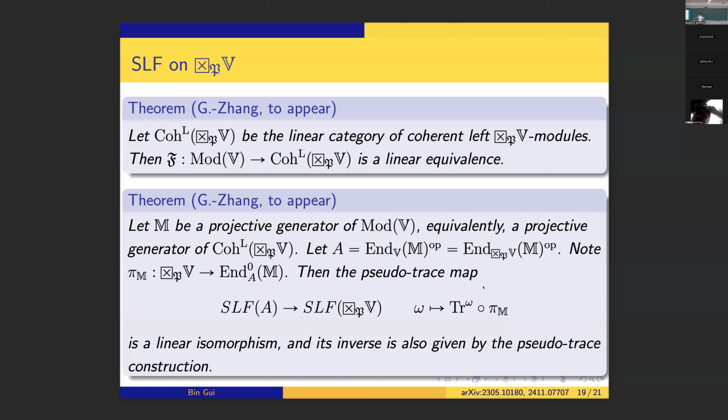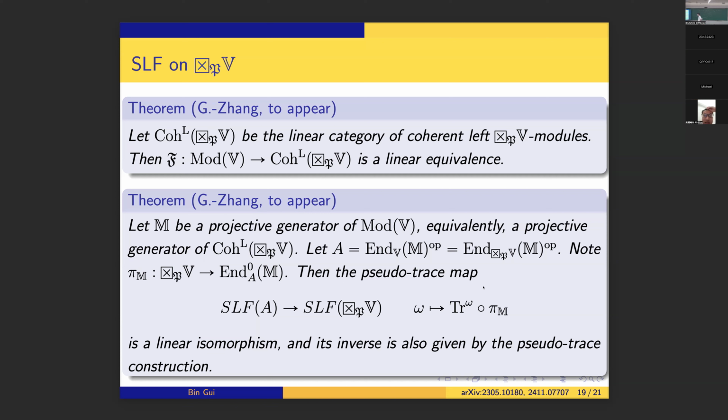So in this theorem, I choose M to be a projective generator of a V module. According to the previous theorem, M is also a projective generator inside the category of coherent left modules of the associative algebra box tensor V. And now I take A to be the opposite of the endomorphism algebra of M with respect to V, which is, so you see that these two endomorphism algebras are the same because of the previous theorem about the equivalence of categories. So I take A to be this finite dimensional unitary algebra, and because M is the projective generator, you can show that M is projective as a right A module, and therefore we can define pseudo-traces.